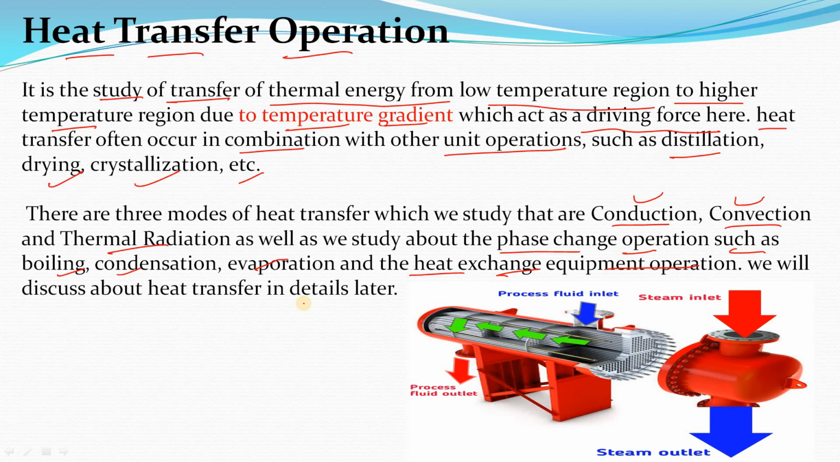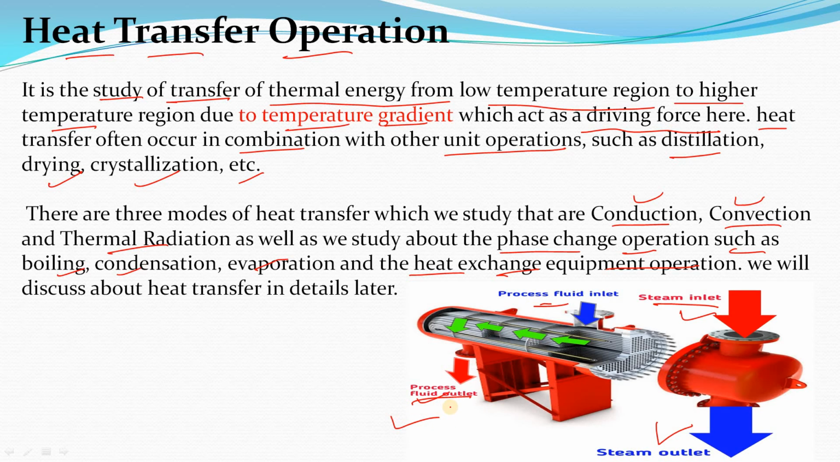We will discuss heat transfer in detail later, in our upcoming videos, with every mode of heat transfer in detail. So you can see here a simple example of a heat transfer operation. This is a heat exchanger, right? What is happening here: from one side is the steam inlet and from another side the process fluid outlet. You will see the steam inlet from here and steam is going out from here. This is the outlet. Same with the process fluid inlet from here and the process fluid outlet from here.